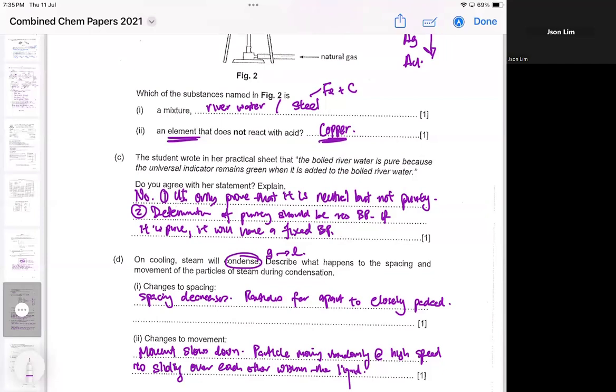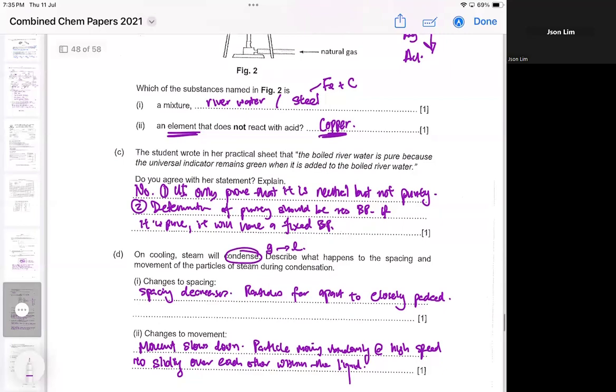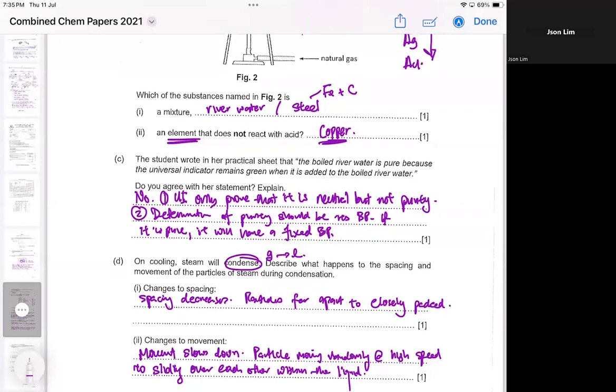Okay, let me see. Oh, before, far apart is the particles. The particles went from far apart to closely packed.